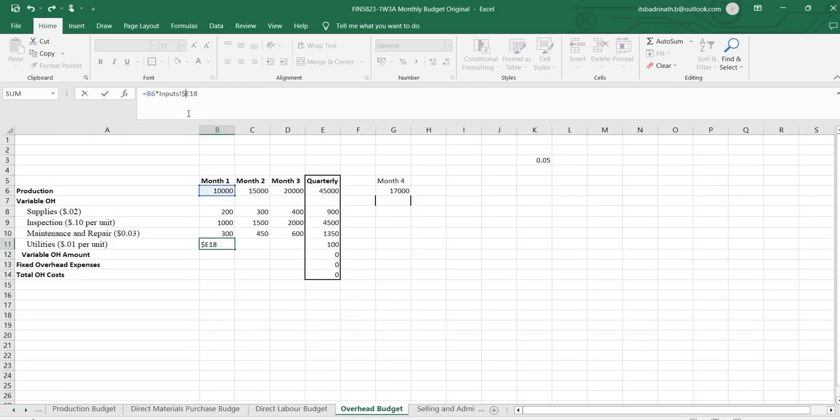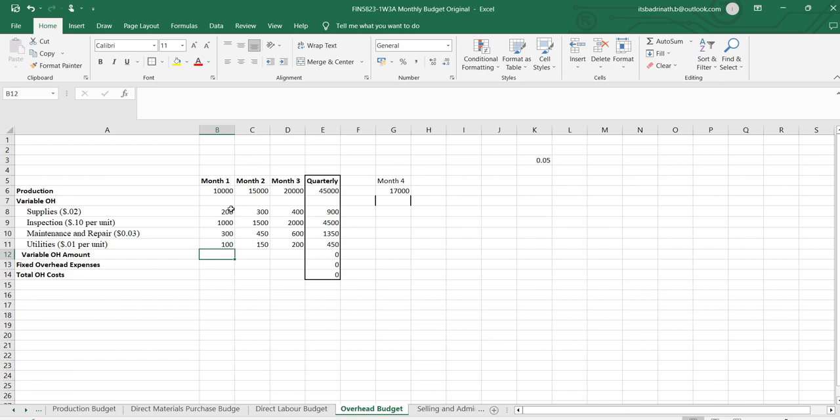I'm taking a static difference. Then I will drag it to generate values for the others. If you cross-check all these, they are the sum of month 1, month 2, month 3. All the values are the same. So all are the sum of month 1, 2, 3. You don't need the value of month 4 for calculating the overhead budget. This is how it happens.